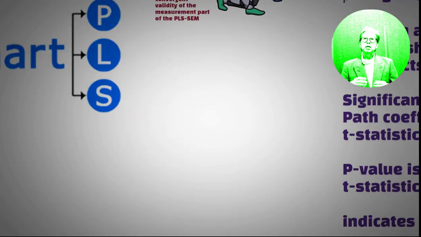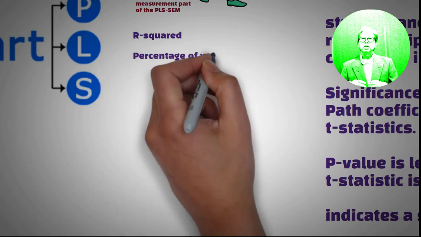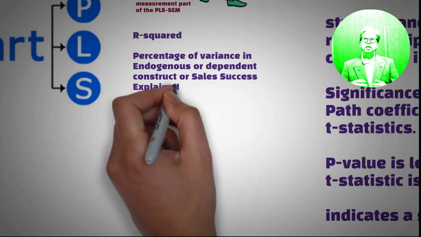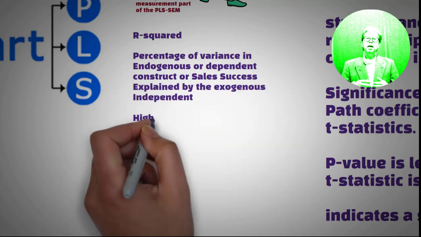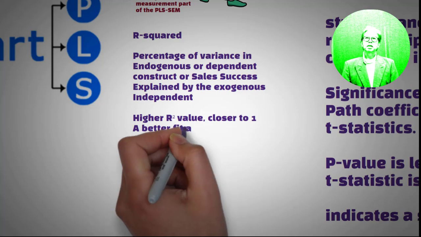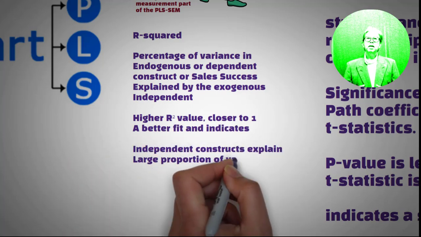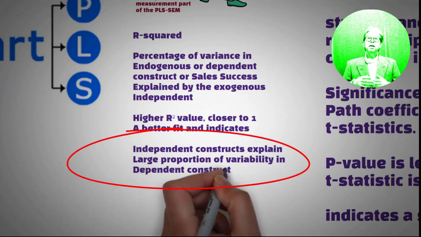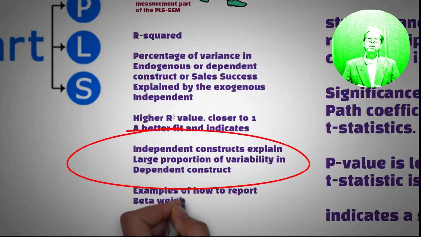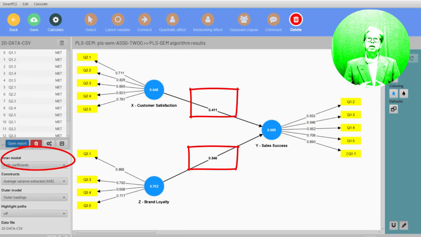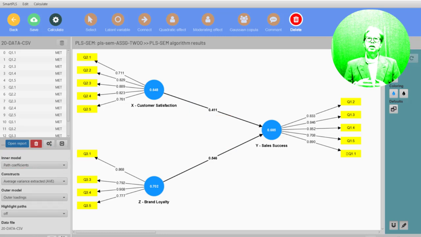R-squared indicates the percentage of variance in the endogenous or dependent constructs, such as sales success, that is explained by the independent constructs. Higher R-squared close to 1 signifies a better fit, explaining a large proportion of the variability of the dependent constructs. Below are some examples of how to report beta weights and R-squared in your dissertations.